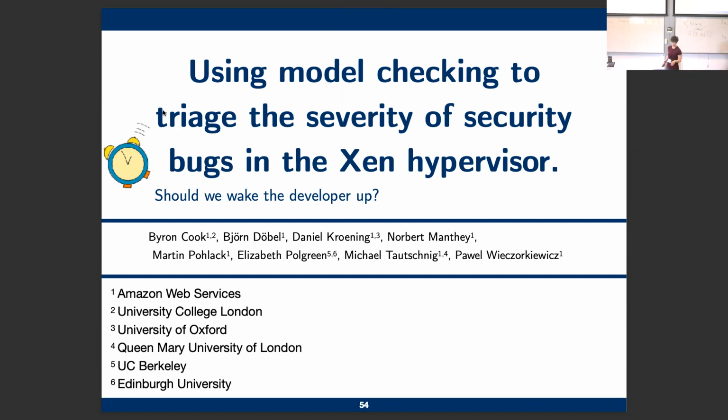One thing you can use CBMC and therefore SAT solvers for is determining reachability. And if you can determine reachability, you can determine whether you can reach a security vulnerability. And that's what we did with the Xen hypervisor.